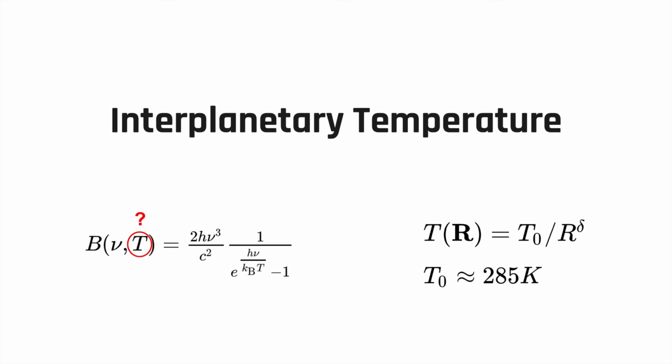Keep in mind that this interplanetary dust temperature is just an assumption, and it is unlikely that a single grain temperature exists for each distance r. In reality, this will likely depend on the composition and size of each grain.